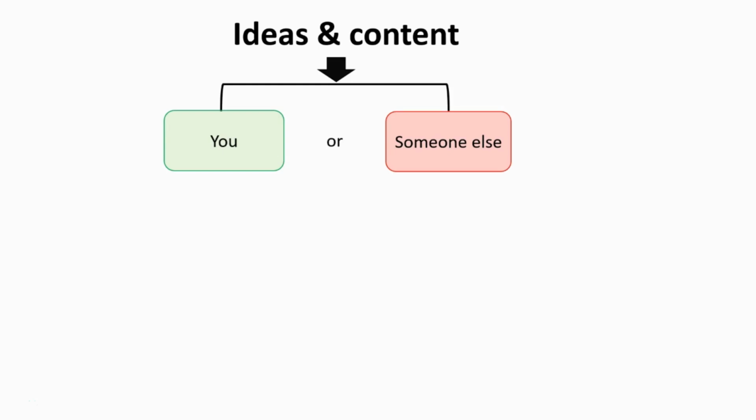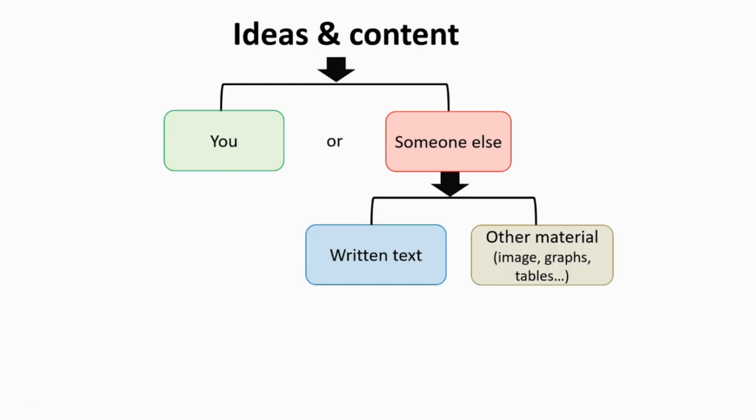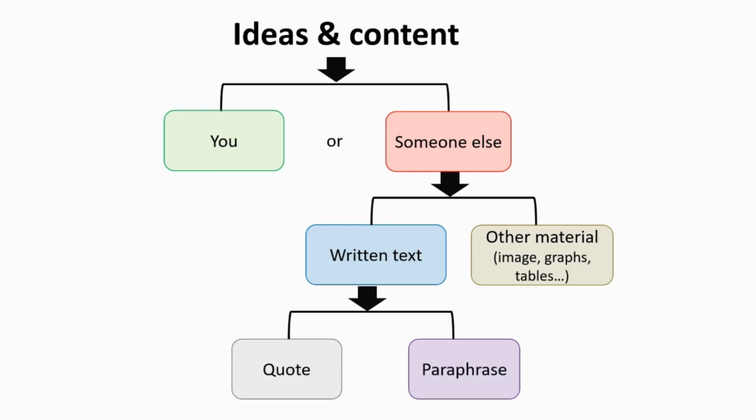When you're writing, your ideas and content either come from you or someone else. If it's from someone else, it could be a written text or other material. If it's a written text, you've got two choices. You either quote, which means you copy words from a source, or you paraphrase, when you rewrite something in your own words, keeping the author's original meaning.